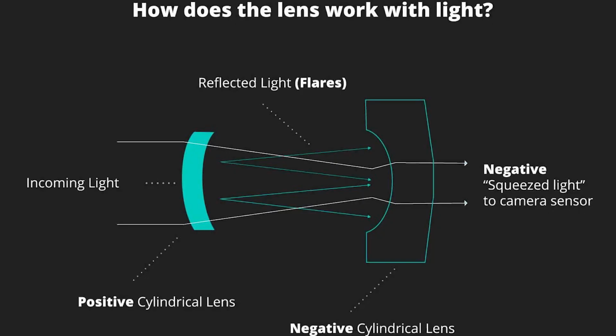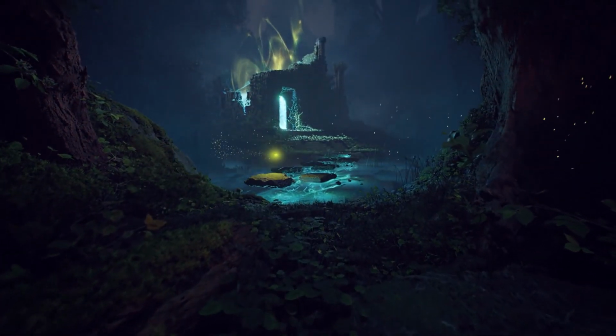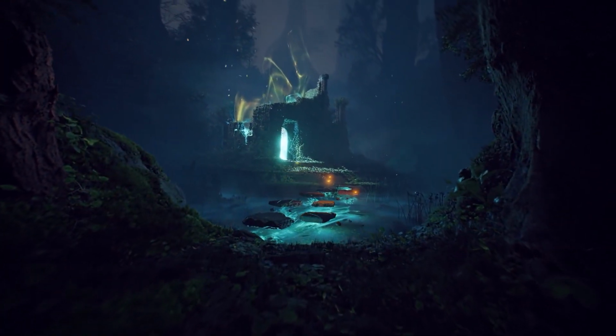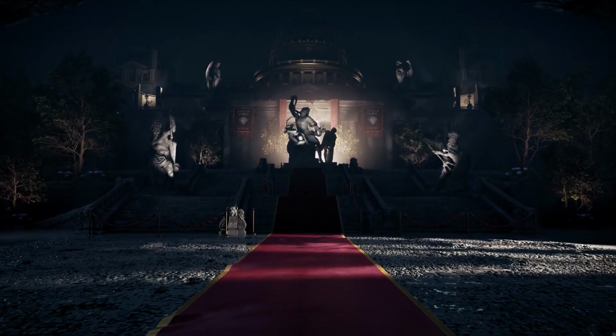But how does it work? Anamorphic lens works by squashing the image horizontally while recording and then stretching it back out during post-production. This process creates a distortion effect that gives your footage a unique cinematic look.